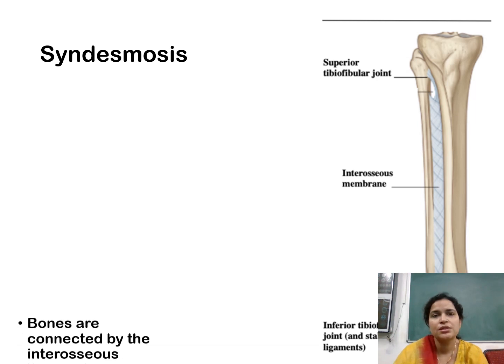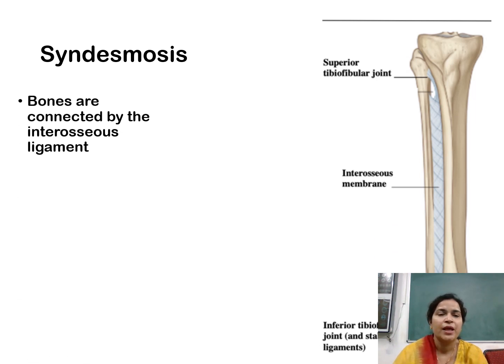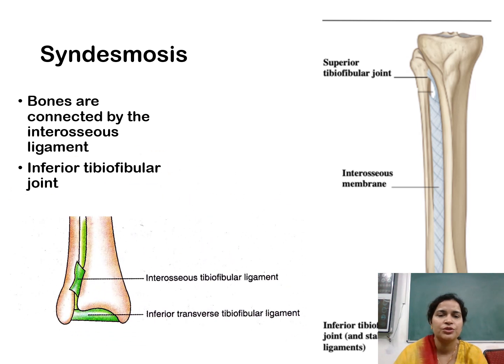Now what about the syndesmosis type of joint? The bones are connected by an interosseous ligament, as in the inferior tibiofibular joint. Here is the interosseous tibiofibular ligament at the inferior tibiofibular joint, and the inferior tibiofibular joint is the syndesmosis type of joint.